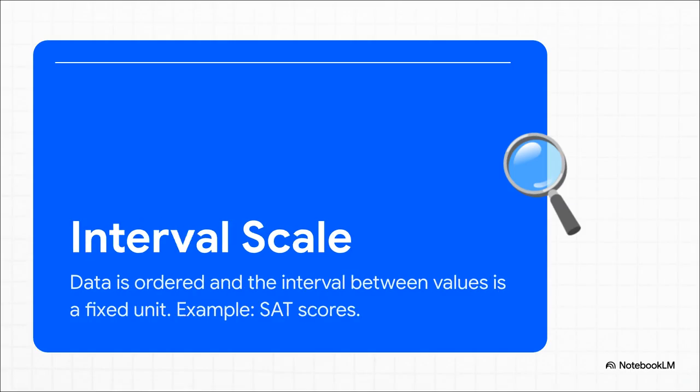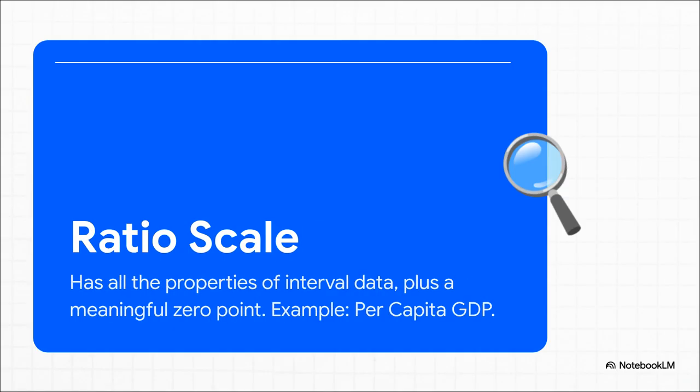Now things are getting much more precise with the interval scale. With this kind of data, not only is it ordered, but the space between the values is a fixed, meaningful unit. The classic example? SAT scores. The 70-point jump from a 550 to a 620 is exactly the same as the 70-point jump from a 620 to a 690. And that brings us to the top of the ladder, the ratio scale.